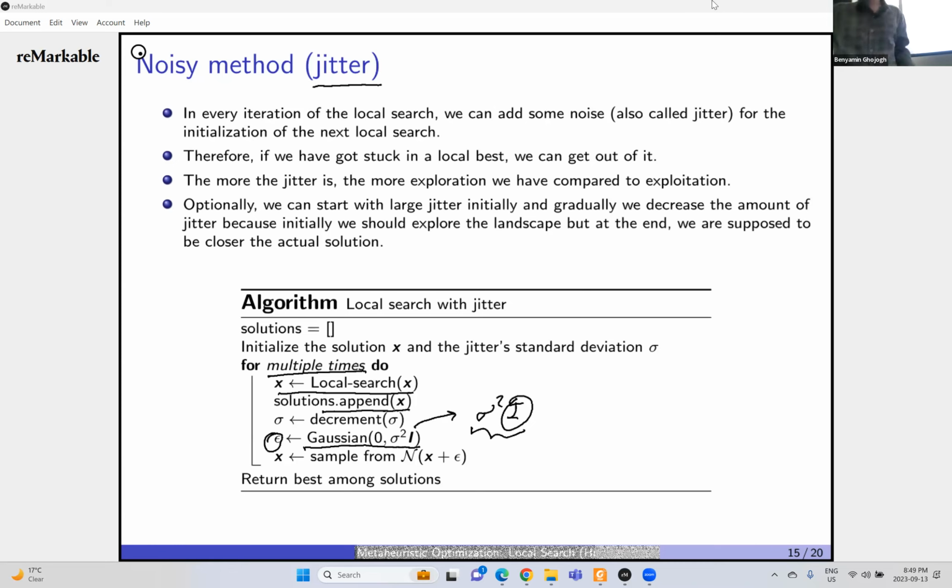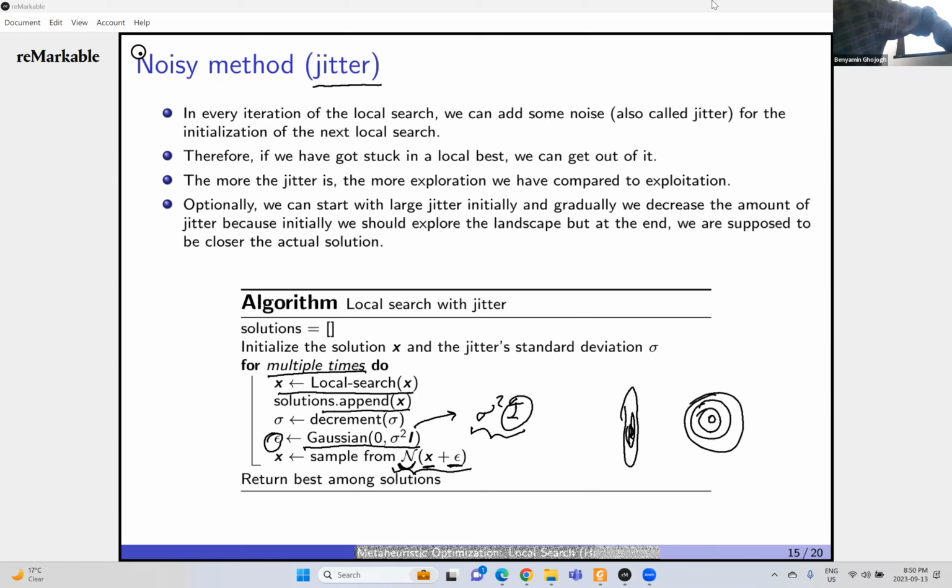The Gaussian is not like this. Gaussian is like this, right? In every direction, it's the same. The standard deviation is the same. And then I add this noise to x. This is the neighborhood. And in the neighborhood of that point plus noise, I start the next local search, right?